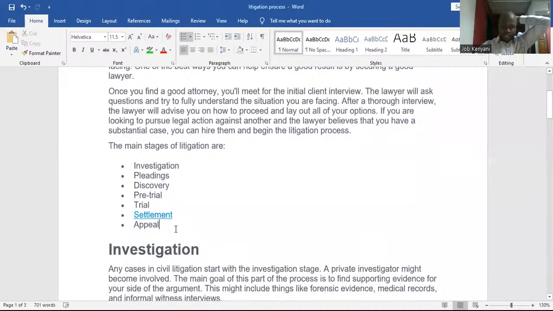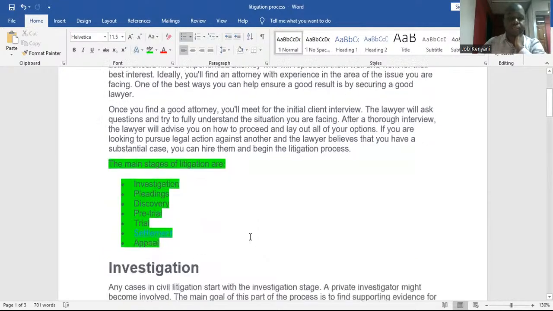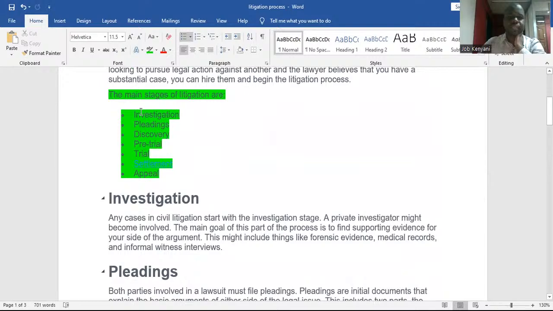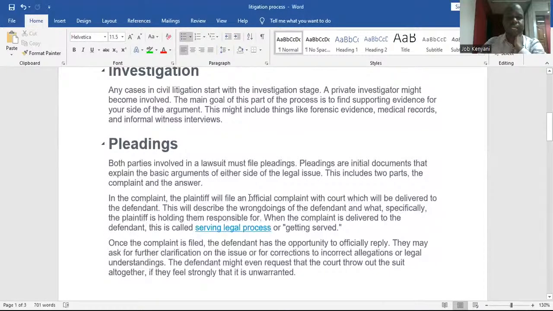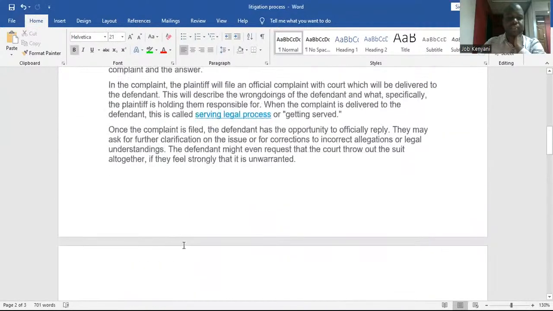The litigation process. So there are these main stages that can be seen in a litigation process. There's investigation, pleadings, discovery, pre-trial, trial, settlement, then you have appeal. So under inquisition, they'll start from here, so all of these will likely be involved. But under adversarial, you're seeing that they'll start from here.